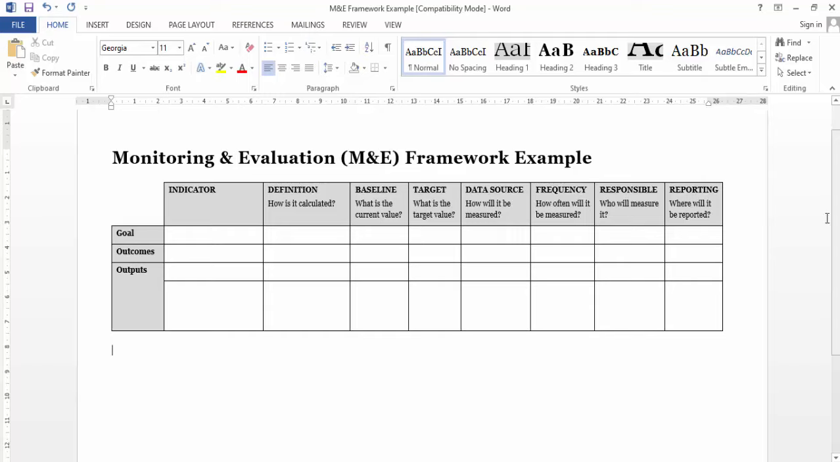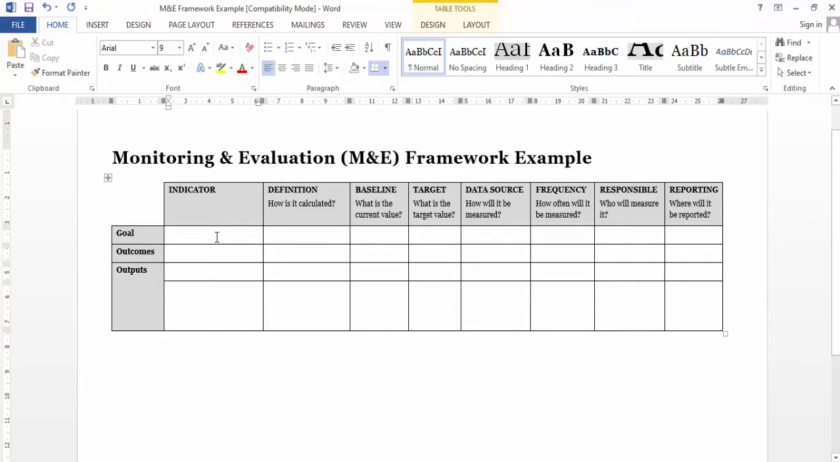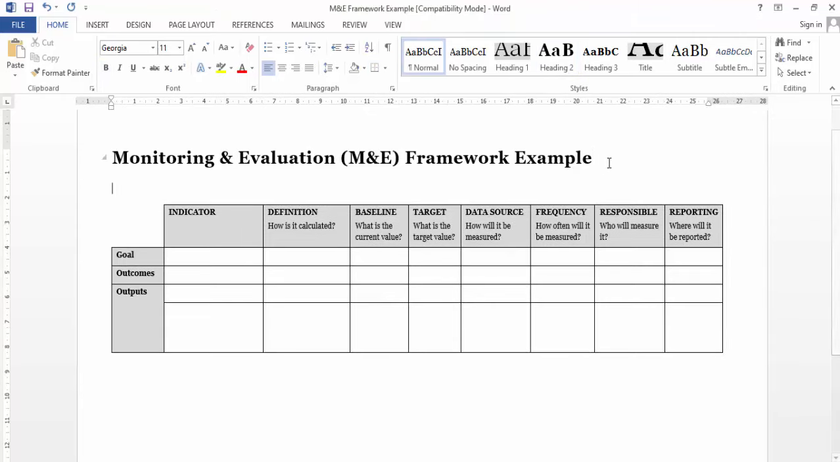So now, when you look at indicators, let's say you are running a project called a poverty reduction project.